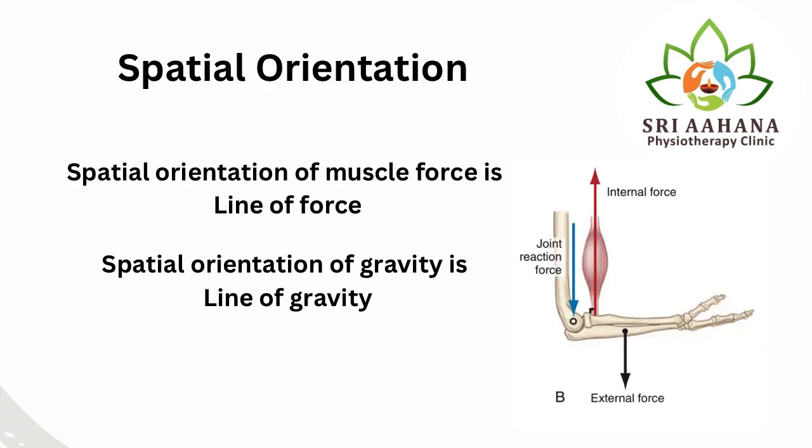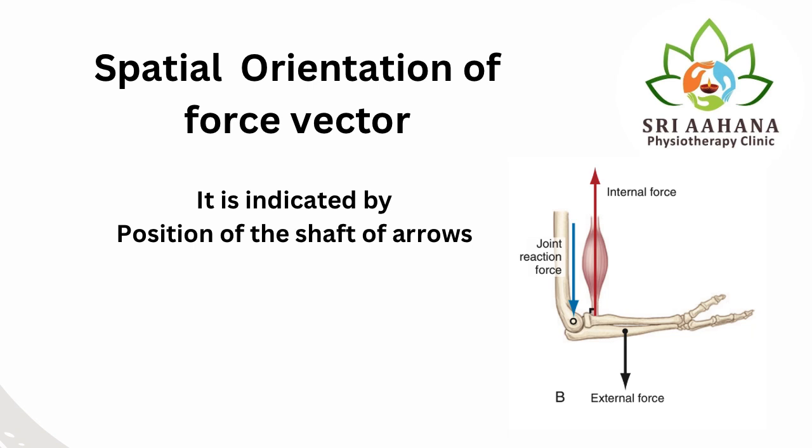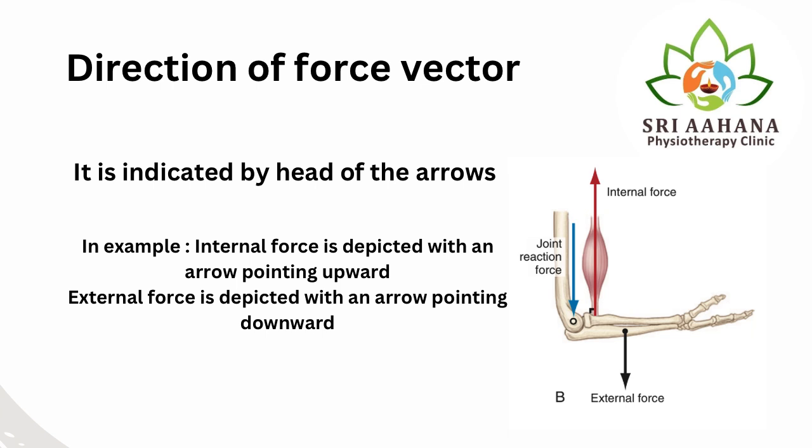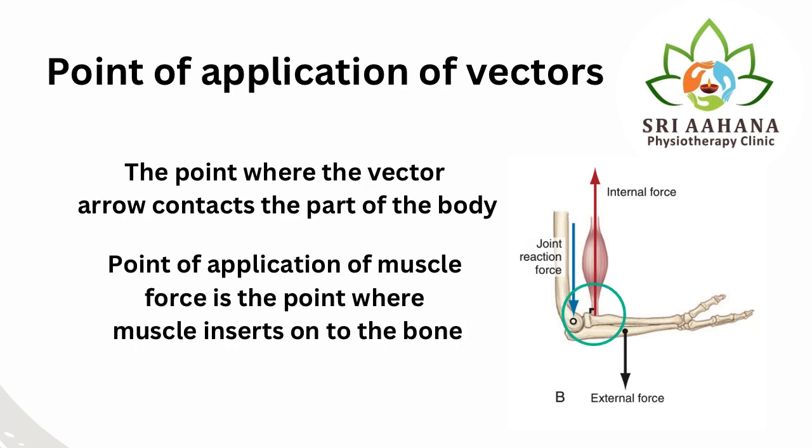Moving to the part of spatial orientation. The spatial orientation of muscle force is nothing but the line of force, and that of gravity is the line of gravity. It is indicated by position of the shaft of arrows. Direction of a force vector is indicated by the head of the arrows. In the example, internal force is depicted with an arrow pointing upward, whereas the external force is depicted with the arrow pointing downward.